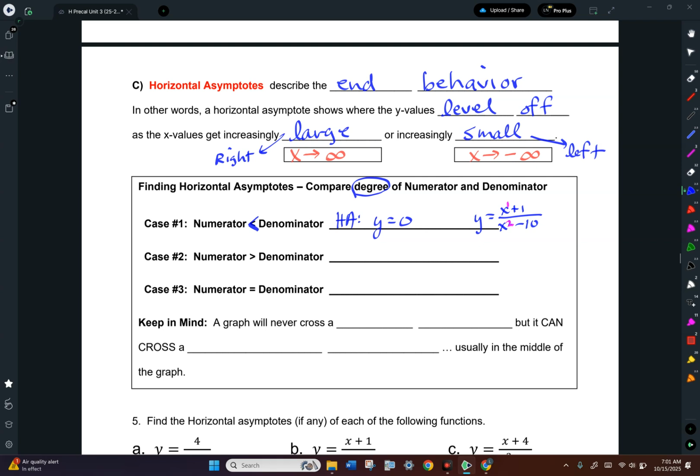The second case is, what if the numerator is greater than the denominator? So the example might be just the opposite. Like, what if we have x squared minus 10 over x plus 1? So again, the degree of the top is 2, the degree of the bottom is 1. So the numerator degree is greater than the denominator degree. In that case, we would say there is no horizontal asymptote.